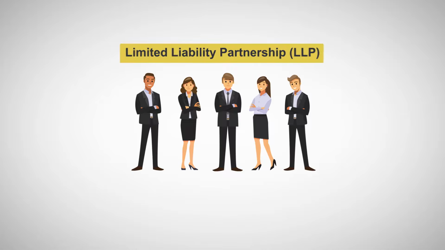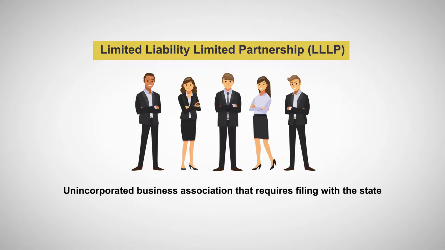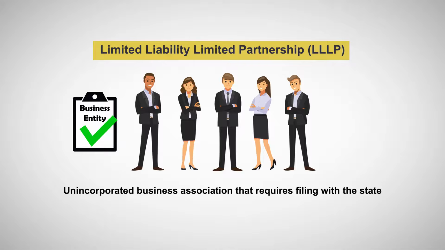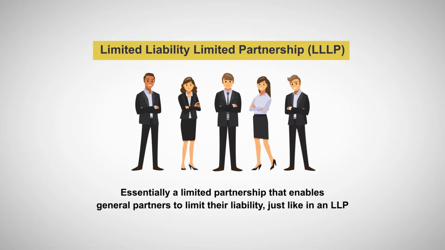Next, we have a similar form of business called the LLLP, or Limited Liability Limited Partnership. An LLLP is also an unincorporated business association that requires filing with the state. A limited liability limited partnership is essentially a limited partnership that enables even the general partners to limit their liability, just like an LLP. In all other ways, they're very similar to limited partnerships.